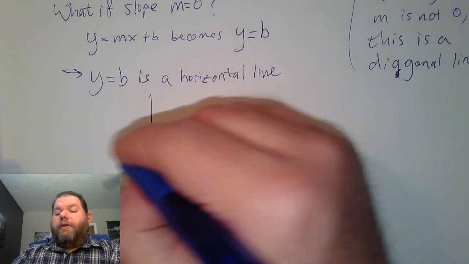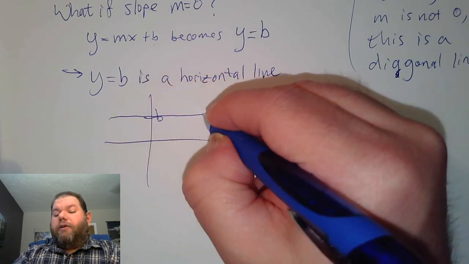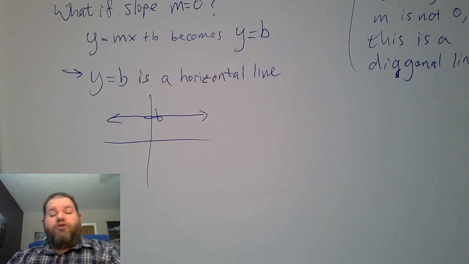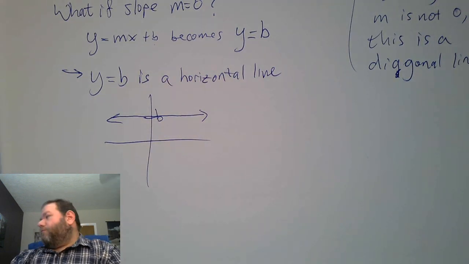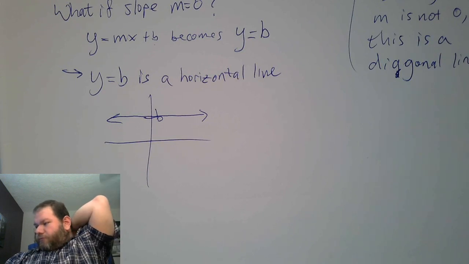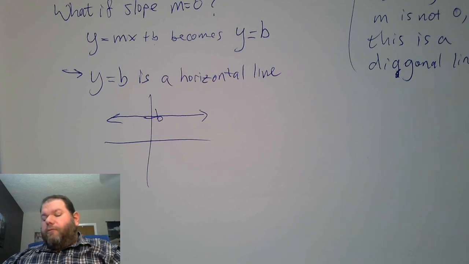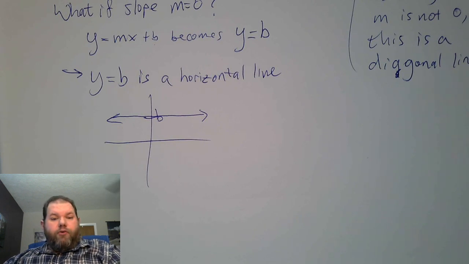And so if we look at that, whatever the intercept b is, we'll have a line going through that location, a horizontal line. So basically the idea of a horizontal line is y equals a constant. And this is a line that has slope 0.